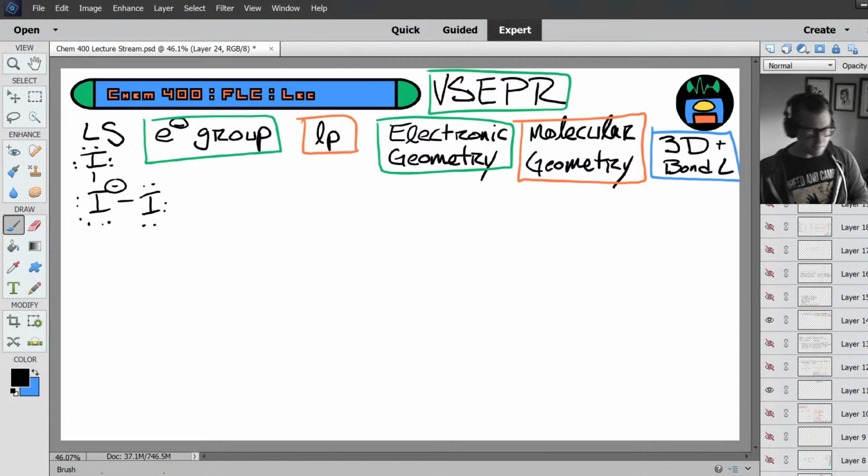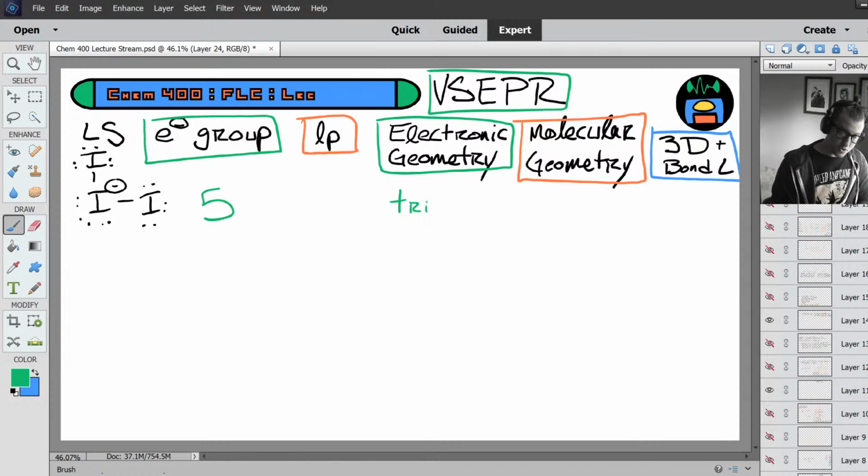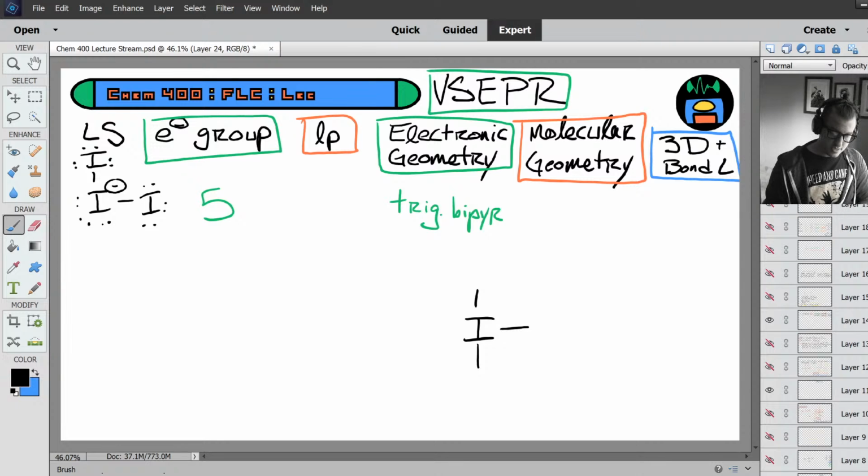Let's look at I3 minus. It's a polyatomic ion. Now, on our central atom, we have 2 atoms attached plus 3 lone pairs, which is 5 electron groups. Our electronic geometry is trigonal bipyramidal. And so we can start drawing our 3-dimensional representation because we've got the 2 axial positions and the 3 equatorial positions, and that will always be the case.